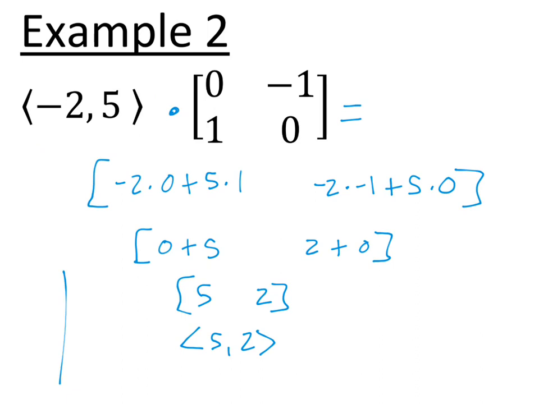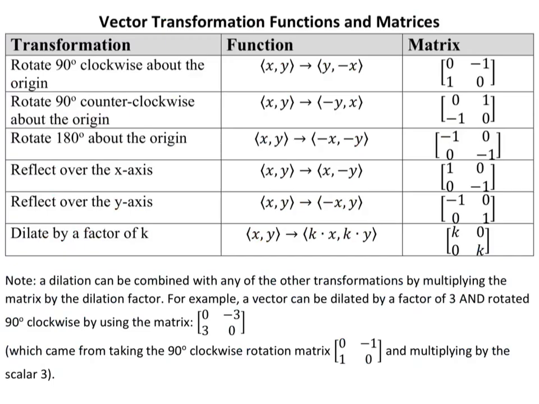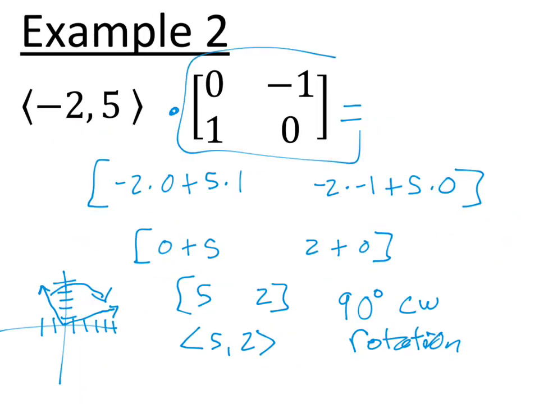If we do a quick sketch of what this looks like, 1, 2, 3, 4, 5, looking at a vector that went from here, and it went all the way over to here. Well, this is a 90-degree clockwise rotation. And you can even check to see if it's right by looking at the top part. Let's look at 90-degree clockwise rotation. Hey, isn't that the matrix we just multiplied by? This matrix will always rotate your vector 90 degrees clockwise.